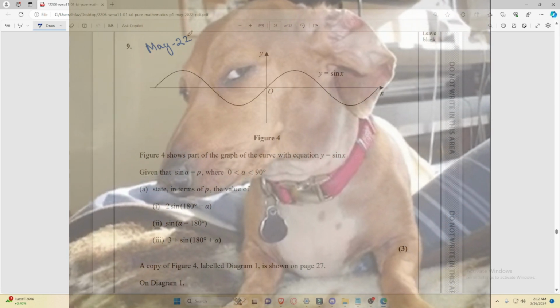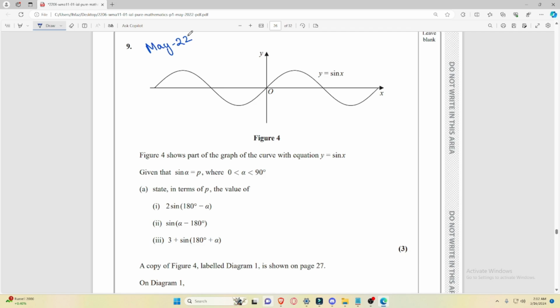But let's see. Figure 4 shows part of the graph of the equation y equal to sine x, given that sine alpha is equal to p, where alpha is between 0 and 90. So this is a normal sine x graph. So 90 is gonna be here, 180, 270, 360. And this is minus 90, minus 180, minus 270, and minus 360, and they are symmetrical.